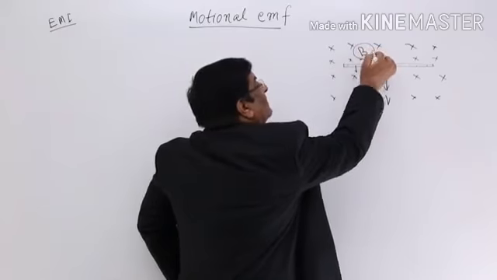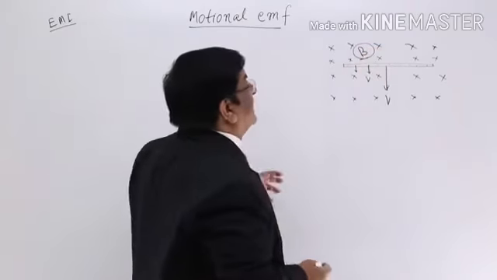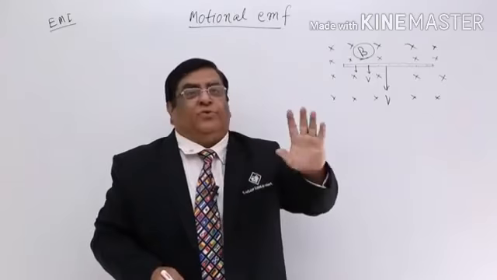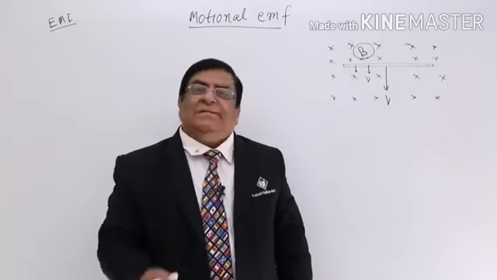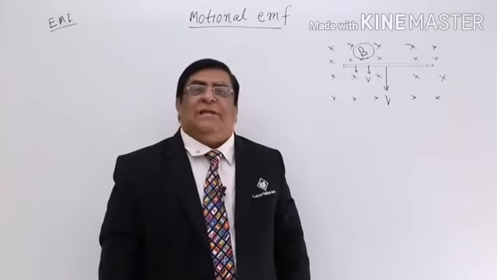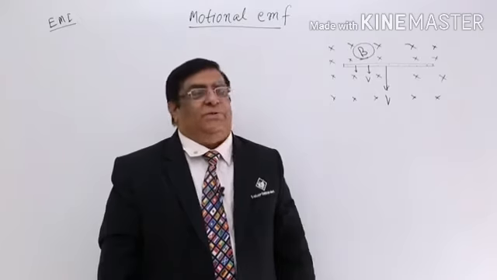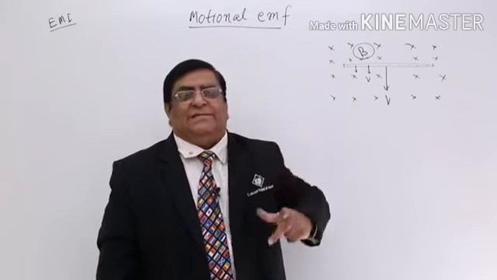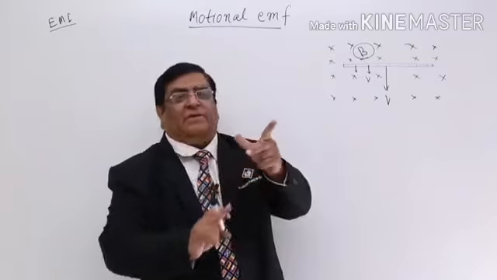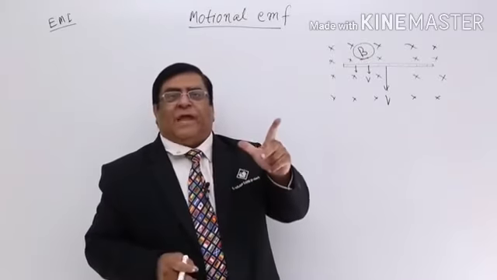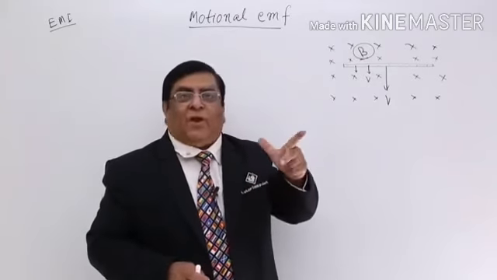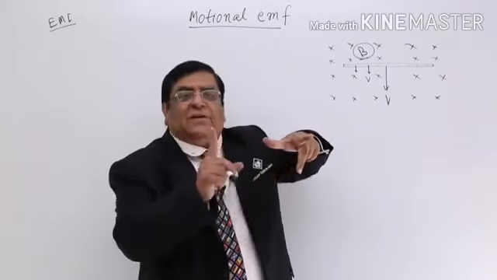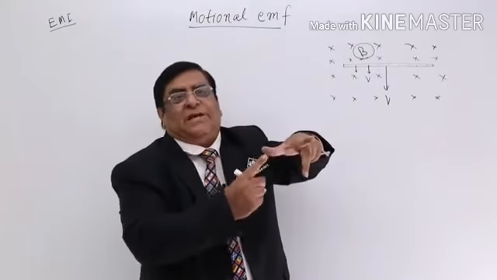Now, if they are experiencing a force, you know that force F is equal to QVB. Then there is a direction of the force. What is the direction of that force? That is given by Fleming's left hand rule. What does it say? It says that if there is a magnetic field in this direction and we give velocity to the charge in this direction, then the charge will experience a force in this direction.